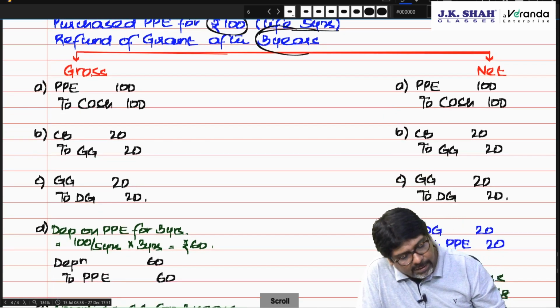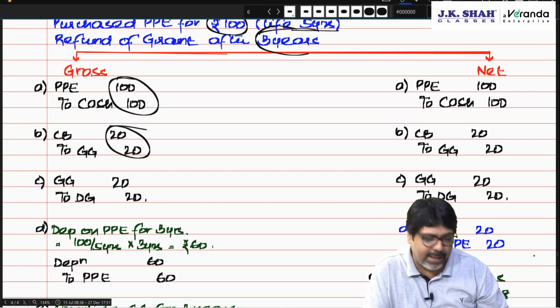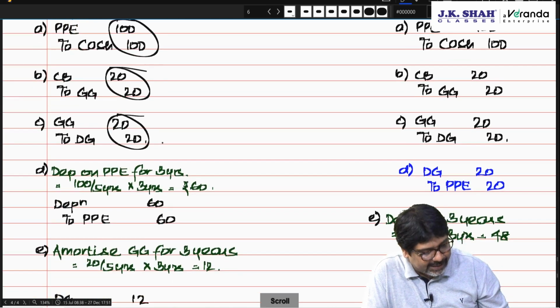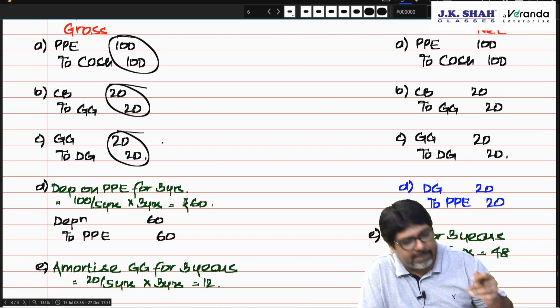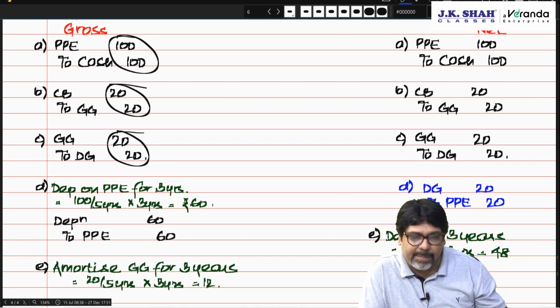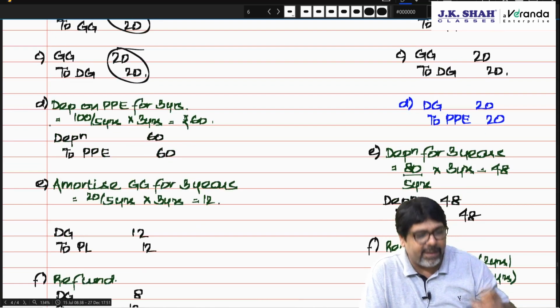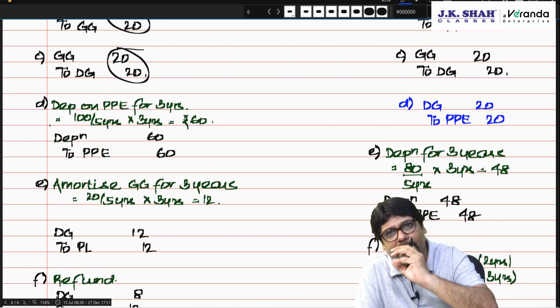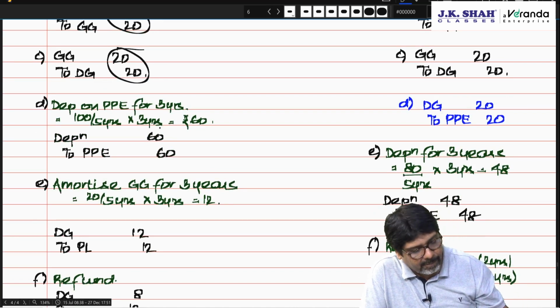Now chartered, you purchased PPE for how much? 100 rupees. Government gave you how much? 20. The 20 you transferred to DG. Correct? Now, the refund happened after 3 years, so for 3 years you went on depreciating the asset. One year's depreciation is 20 rupees, 3 years is 60 rupees. So every year depreciation to PPE 20, depreciation to PPE 20, depreciation to PPE 20. So depreciation to PPE 60 rupees you have already passed.